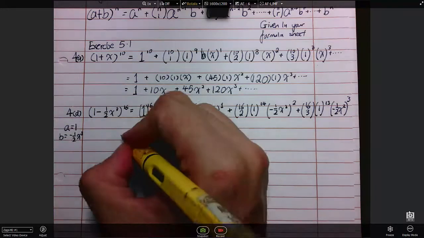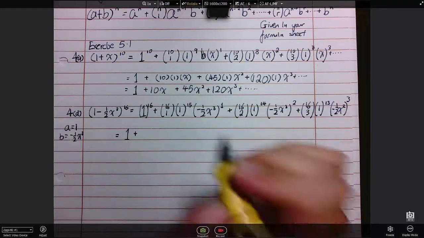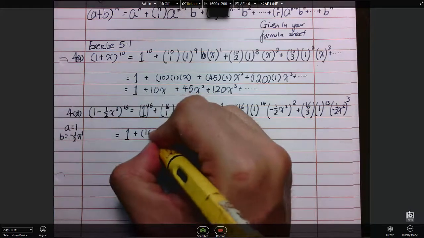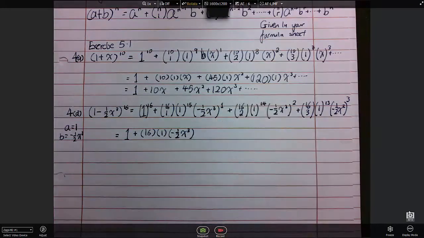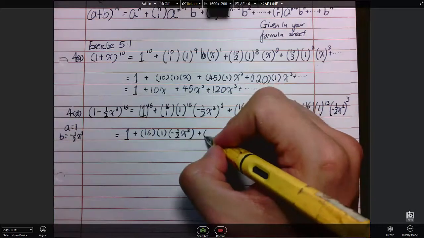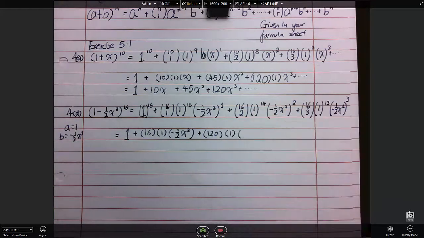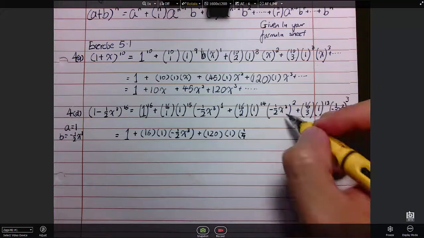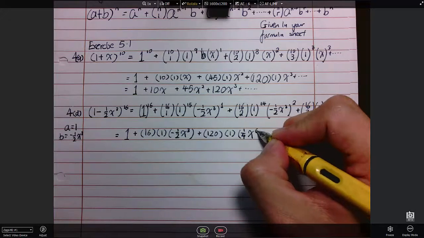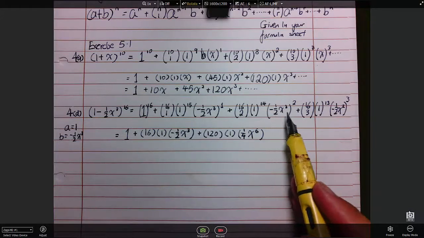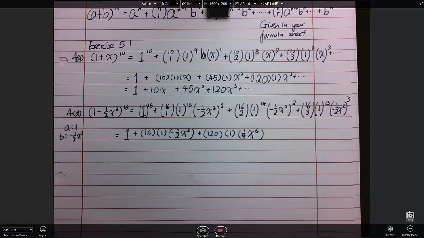Okay, so the next step, 1 to the power of 16 is still 1. 16 choose 1, here you get 16, times 1. Negative half x cubed to the power of 1 is just negative half x cubed. For the next part, 16 choose 2. 16 times 15 over 2, so it's 8 times 15, which is 120. 1 to the power of 14 is 1. Here's where you must be careful. Negative half squared gives you positive 1/4. x cubed squared, by laws of indices, 3 times 2 becomes x to the power of 6. Negative half times negative half is positive 1/4, and x to the power of 3 squared gives you x to the power of 6.